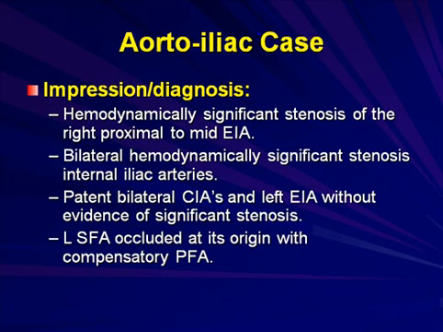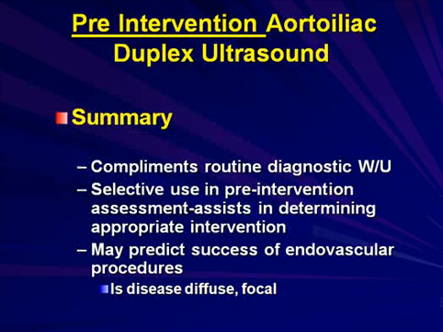The impression on a case like this would be hemodynamically significant stenoses of the right proximal to mid external. Remember, we had that very high velocity with post-stenotic turbulence. Bilateral internal iliac or hypogastric stenosis. Bilateral patent common iliac arteries and left external iliac artery without any hemodynamically significant stenosis. The occluded left SFA with the compensatory profunda or deep femoral.